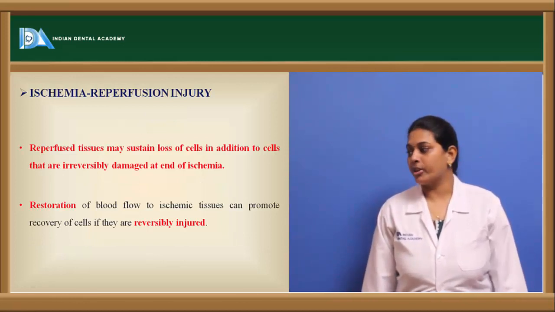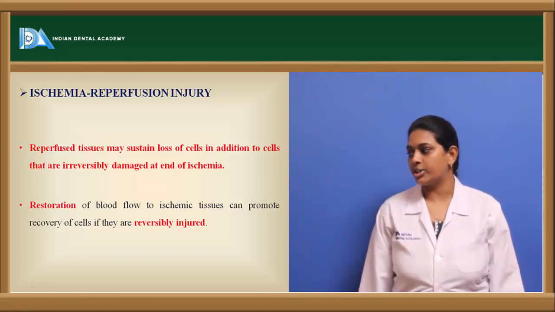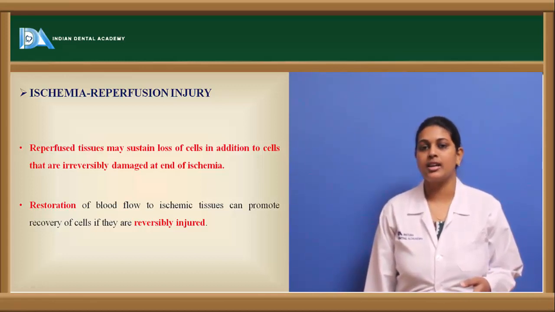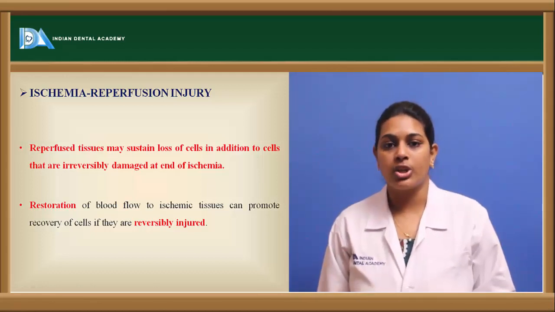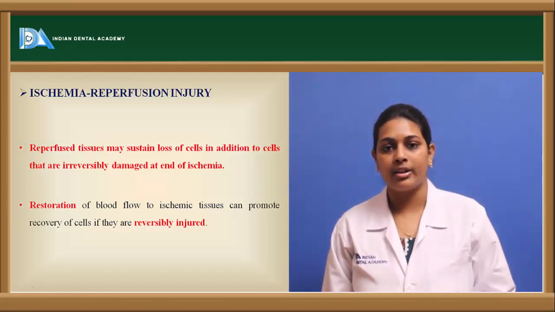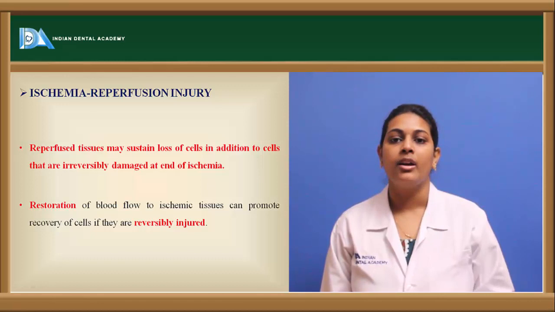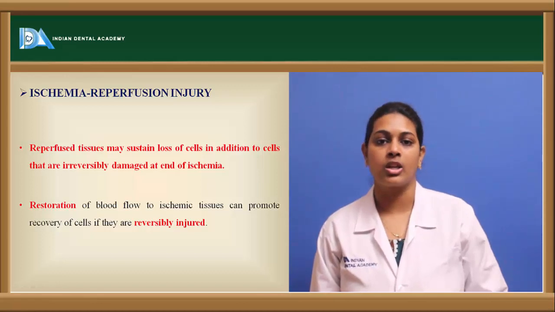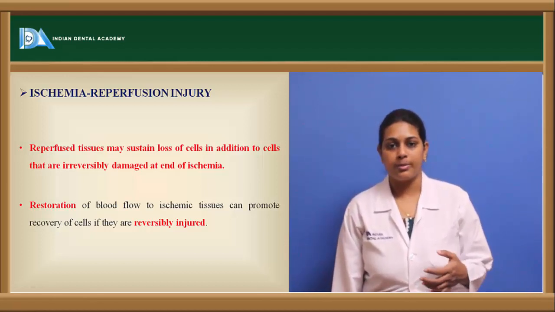Coming to ischemia reperfusion injury. The reperfused tissues may sustain the loss of cells in addition to the cells which have been irreversibly damaged at the end of ischemia. So reperfusion injury is a state in which the cells which have been damaged because of ischemia get restored by the increased oxygen availability. During this increased oxygen availability, there is a chance of the cells being damaged because they suddenly get exposed to increased oxygen availability from a position of lack of oxygen. So this is a damaging condition to the previously ischemic cells.